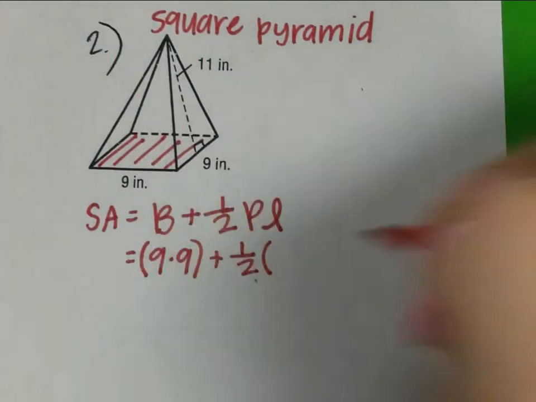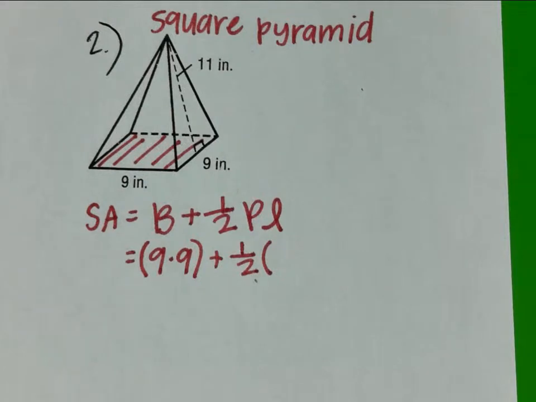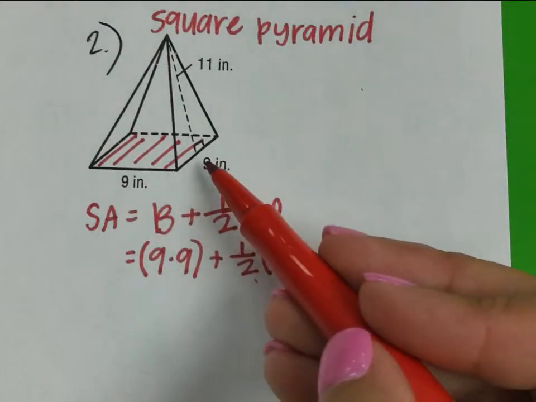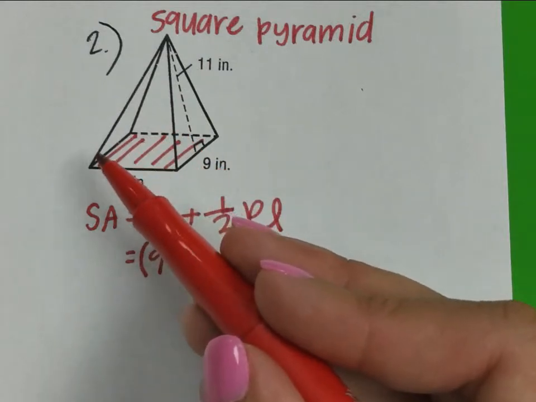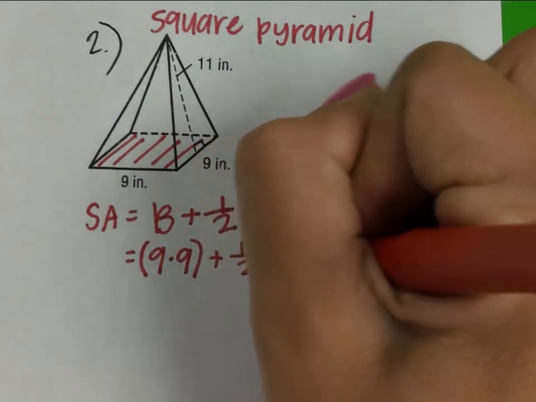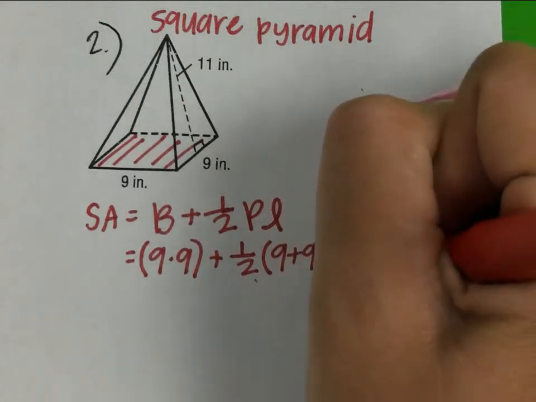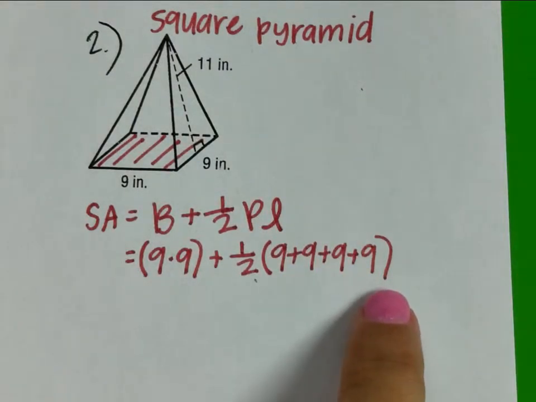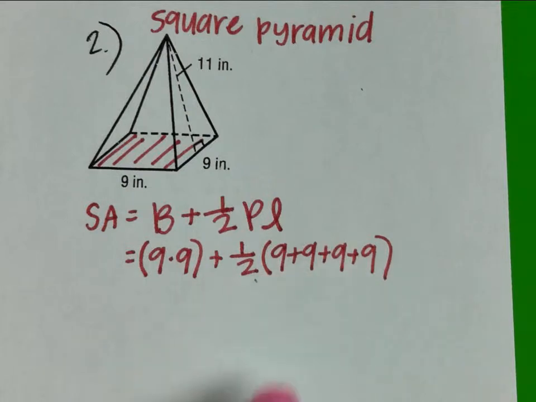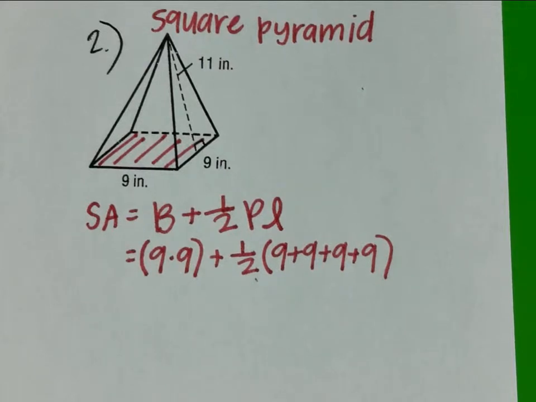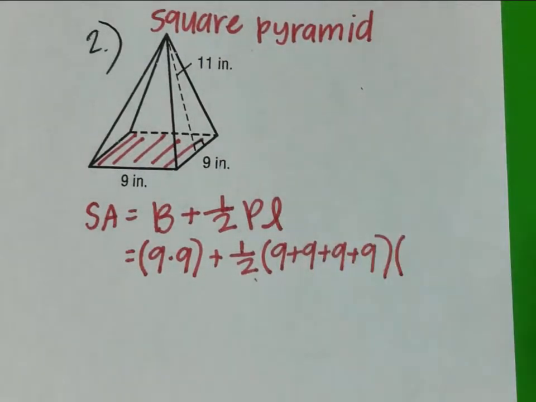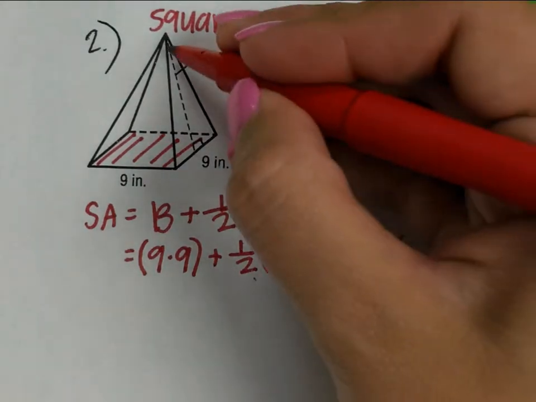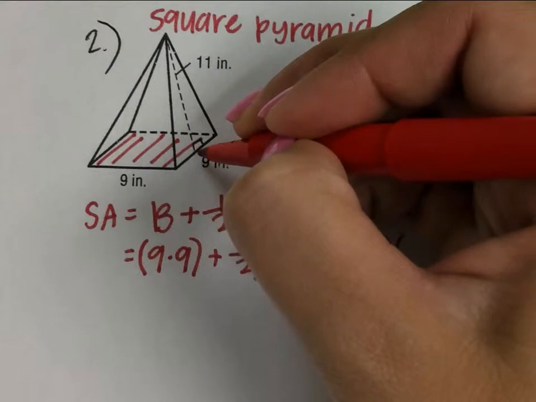All right, plus 1/2 capital P. How do we find capital P? Add all the sides together, right? So 9 plus 9 plus 9 plus 9. I want you all to write that down, so that you know you're adding up all 4 sides when you have a square base. What's my slant height? 11. That's that dotted line that's going from the tip to the side of the base.